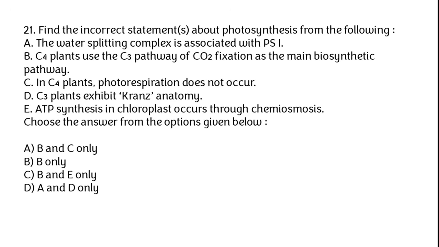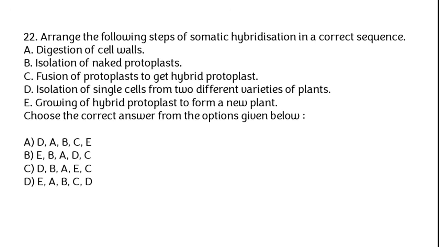Find the incorrect statements about photosynthesis from the following. Correct answer is A and D only. Arrange the following steps of somatic hybridization in a correct sequence. Correct answer is D, A, B, C, E.